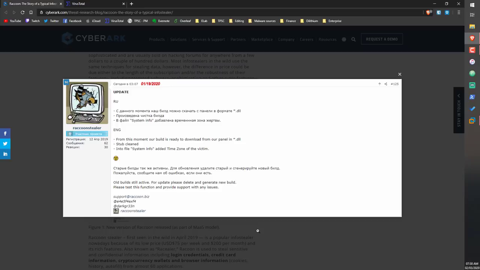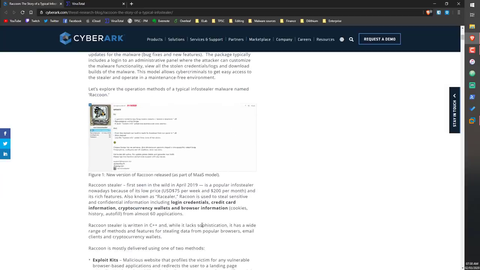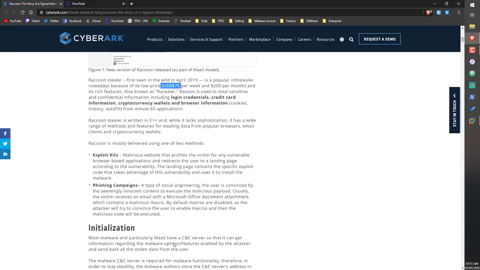Also, this is not new malware. This was first seen in April 2019, and it's apparently being sold for about US$75 per week and $200 per month. So you know the people buying it are at least making that much off of it. Now let's talk about attack vectors. So the two primary ways that it gets onto your system is via exploit kits and phishing campaigns.